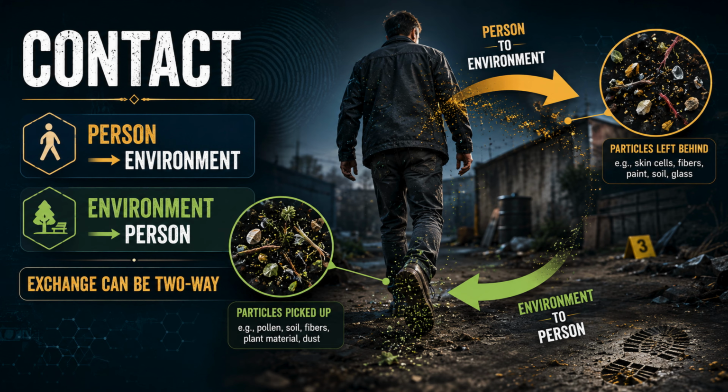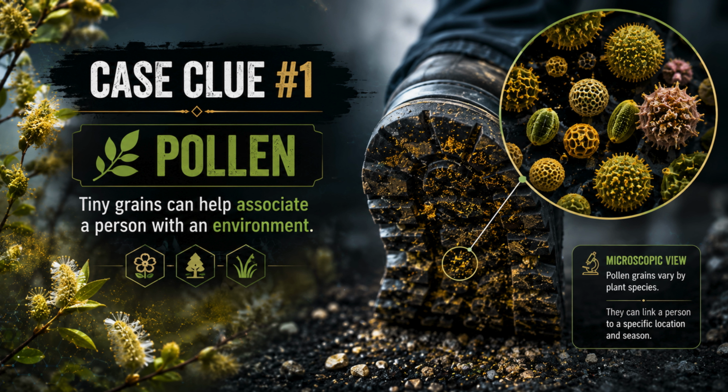Just imagine someone walking through a particular environment. Something from that environment may become attached to the person's shoes, clothing, belongings, or vehicle. At the same time, material from the person may be deposited into that environment. So the exchange can work in both directions. This is why it is often called the principle of mutual exchange.